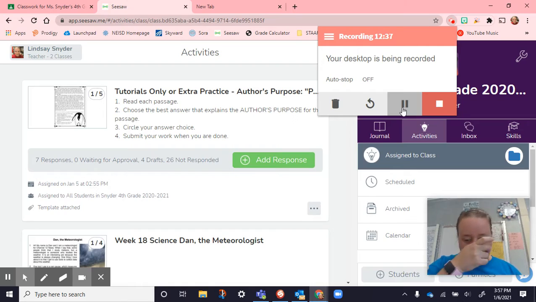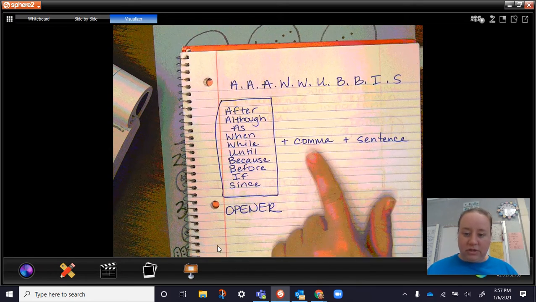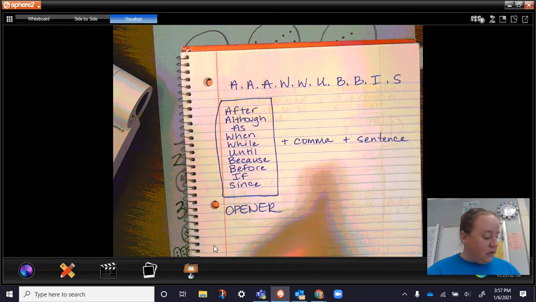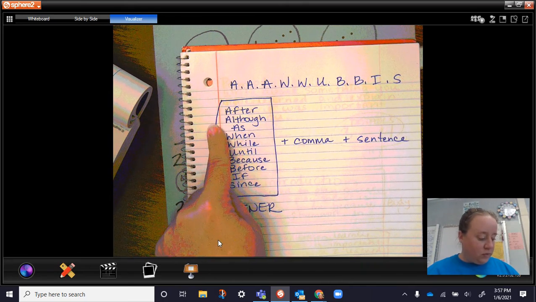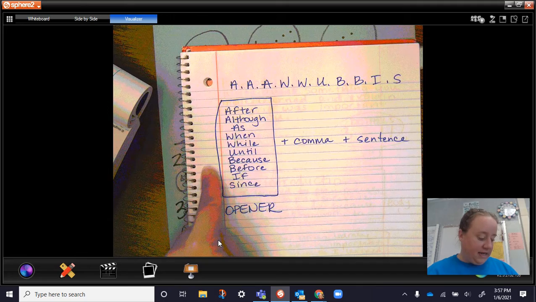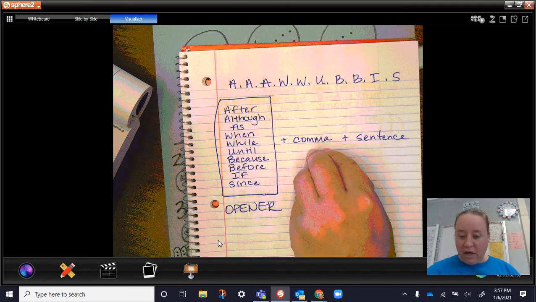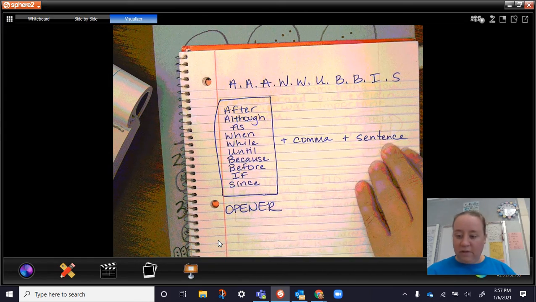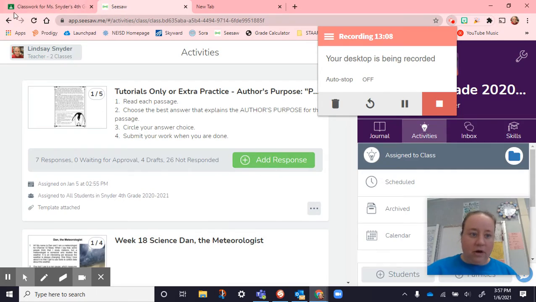All right, so today in writing, we went over what we had done on Monday with AWUBUS. Again, as a reminder, AWUBUS stands for after, although, as, when, while, until, because, before, if, and since. So you have that opener. There has to be a comma somewhere because this opener is not a complete sentence. And then you have a complete sentence that follows after the comma. So today we practiced making some of our own.